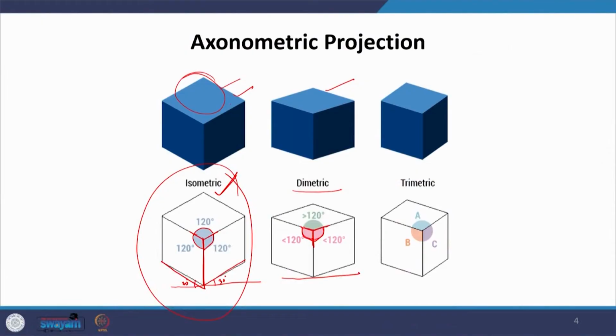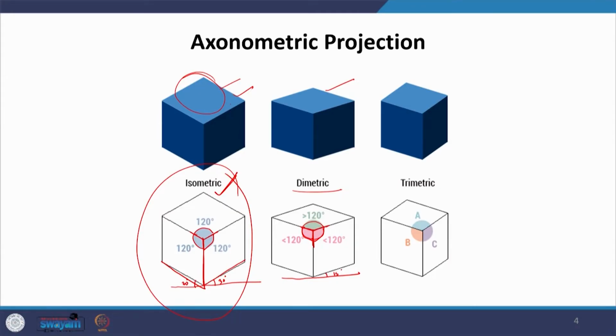We see that this appears to be a little flattened, and here the third angle automatically will become greater than 120. The most common dimetric projection which you will find is where we have this angle being 15 degrees. That is what we will have, and then you can derive all these angles. This is what you will commonly get, but it is not a very commonly used axonometric projection.